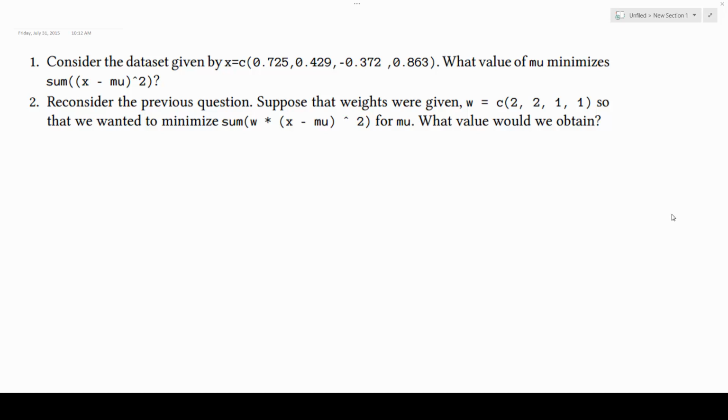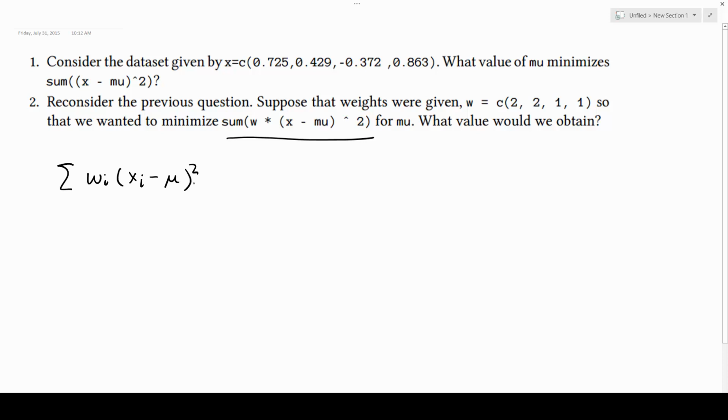This is Chapter 1, Question 2 of the Regression Models book, Solutions. So this question says, reconsider the previous question. Suppose that weights were given 2, 2, 1, 1, so that we wanted to minimize, and let me write out this equation. Here it's written out in our code, but what we want to minimize is the summation of the weights times xi minus mu quantity squared.